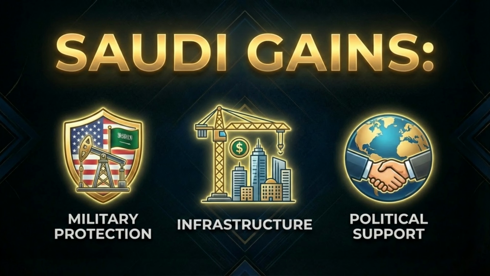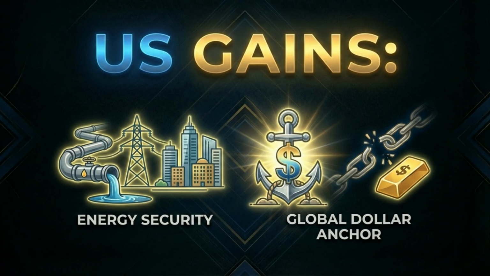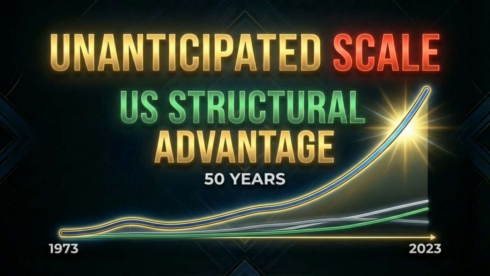Saudi Arabia received exactly what it needed: military protection, investment infrastructure for its oil revenues, and international political support. The United States received exactly what it needed: energy supply security and a foundational anchor for global dollar demand to replace the gold standard abandoned 2 years earlier. What neither party could have fully anticipated in 1973 was the scale of structural advantage this arrangement would confer on the United States over every other economy on Earth across the following 50 years.